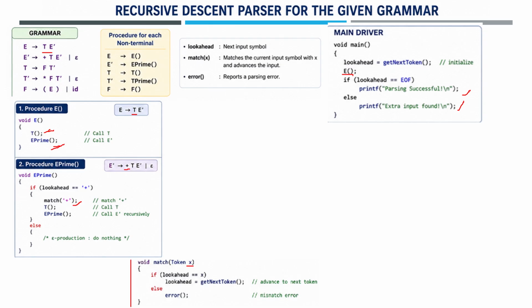What is the next symbol on the right side of my production E dash? After plus we have T. T is a non-terminal. Just include the procedure call for that T.